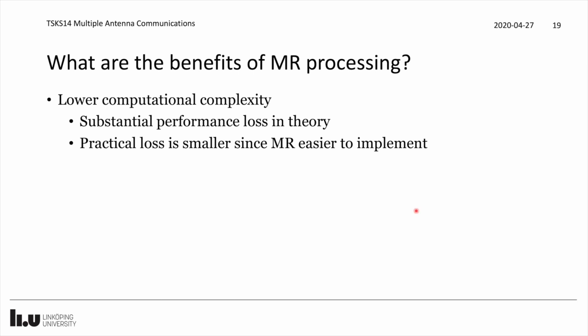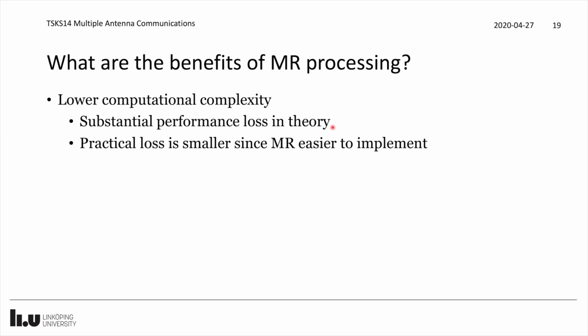One key benefit is the lower computational complexity that MR has compared to, for example, MMSE processing. So we just take the channel estimate and we use it as a receiver filter and as precoding vector. That stands in contrast to MMSE, where we also need to invert a matrix in order to compute our precoding and receiver filter. And of course there is a big gap in performance, at least in theory.